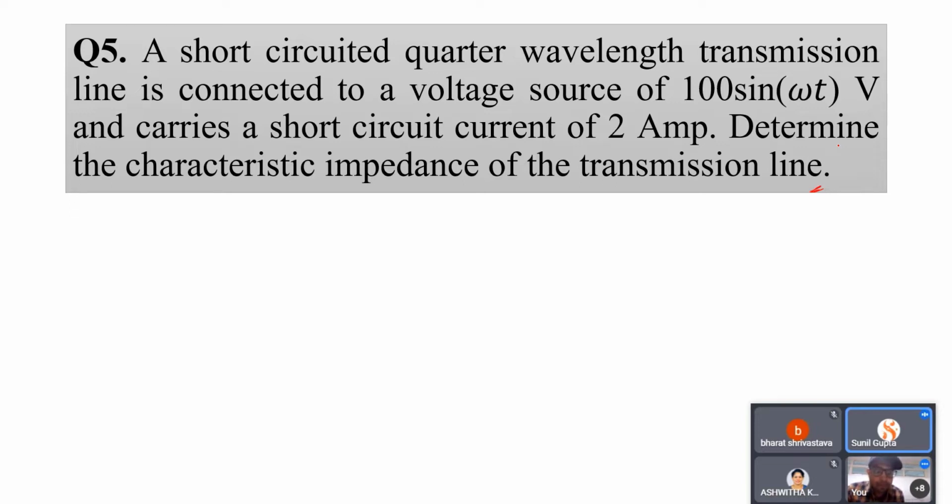From this we can get, I think, the input impedance Z input. No, here you have to calculate the characteristic impedance, not the input impedance of the line. I'm telling that the amplitude of the voltage is given as 100 volts and the short circuit current is 2 ampere. In that case the input impedance is 50 ohm. From the input impedance transformation, we can get the characteristic impedance.